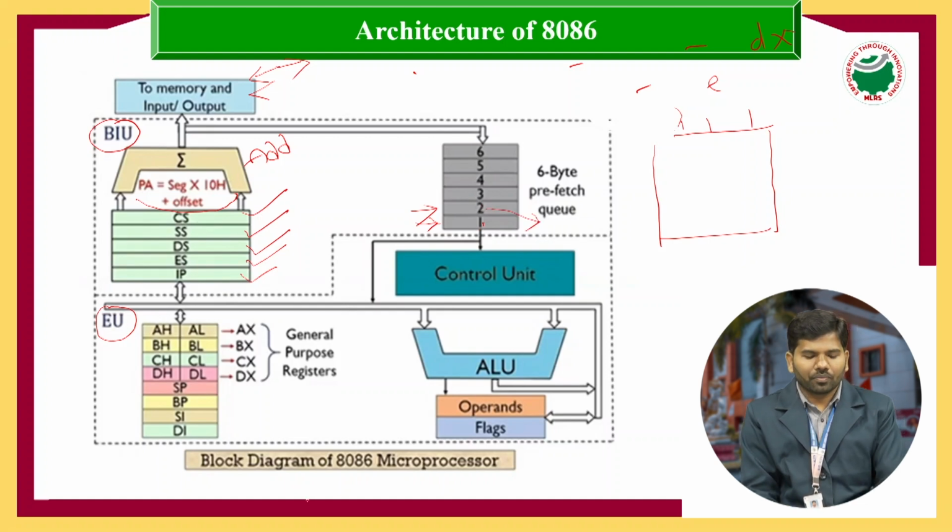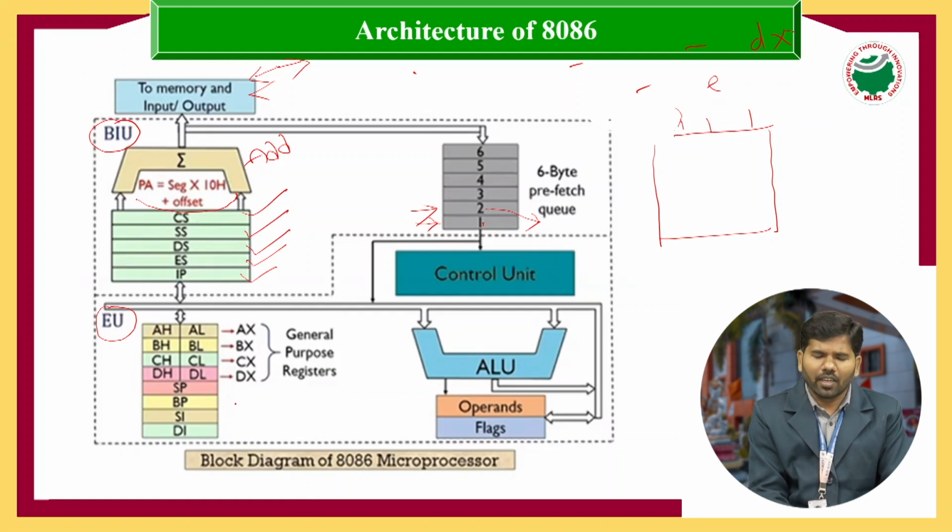Coming to the execution unit, it consists of general purpose registers like AX, BX, CX and DX. These are called the general purpose registers, and some pointer registers: stack pointer, base pointer and index registers, the source index and destination index. It also consists of a control unit and ALU. After receiving the instruction or data from the memory, the bus interface unit will store it in the instruction queue.